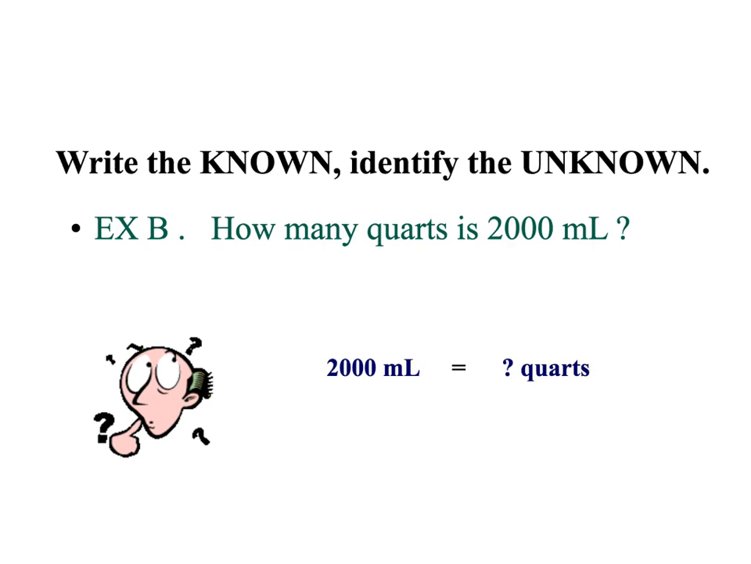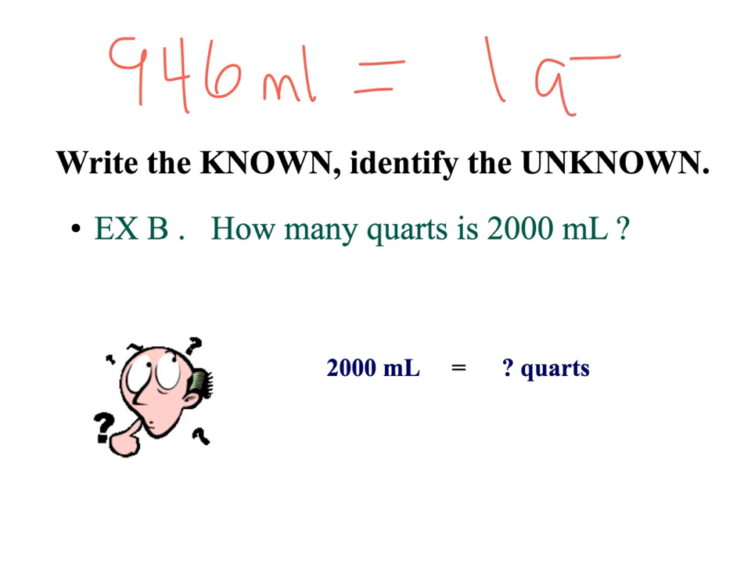Okay, here's an example. How many quarts are in 2,000 milliliters? We need to go back to the chart to look for a relationship between milliliters and quarts. And the relationship that's in that chart is that there is 946 milliliters is equal to 1 quart.